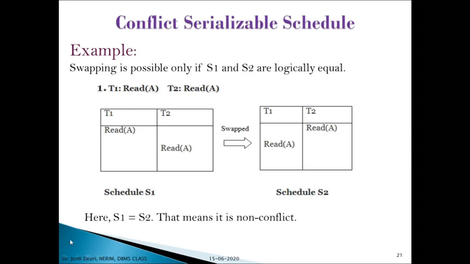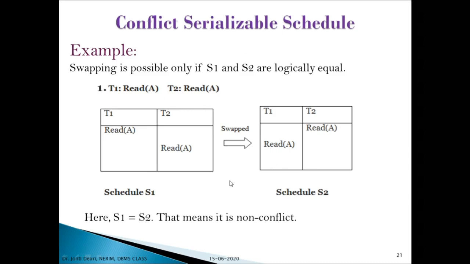So here S1 and S2 are the same. So this is non-conflict. This serializable schedule is the same after swap. Before swap the schedule is S1 and after swap the schedule is S2. Before and after both schedules give the same result. So you can say this is a non-conflict schedule.